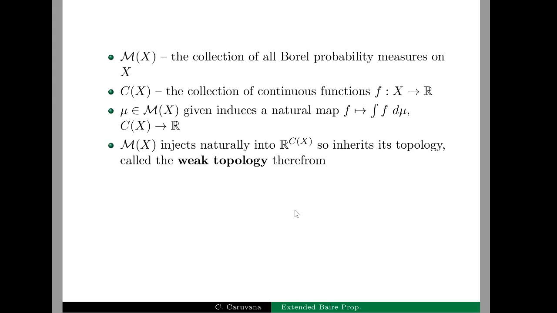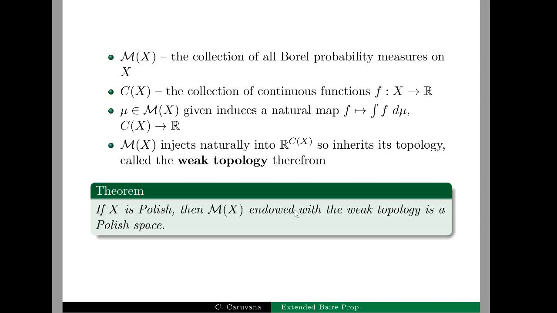Okay, so let's build up some of the other players. This script M of X is going to be my collection of Borel probability measures on some Polish X. Of course, I can make that space Polish as well in the weak topology. So Polish, therefore Baire, therefore category gives me non-trivial information. So it is a Polish space.